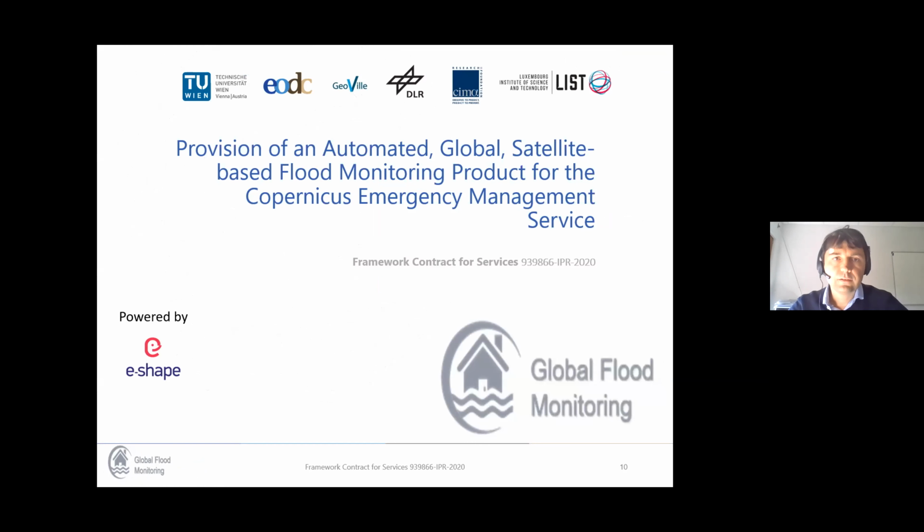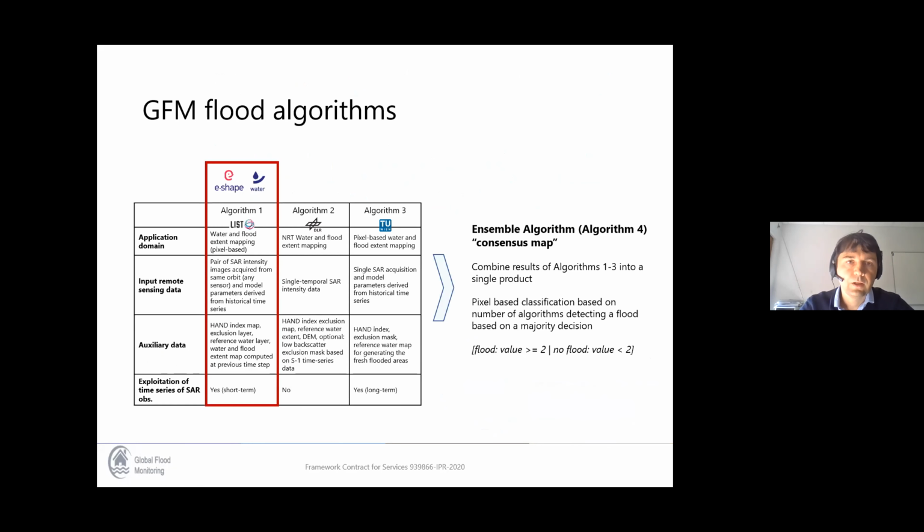And that's when we started working directly with the Joint Research Center on the provision of an automated global satellite-based flood monitoring product. And that's when other partners also came into play that were not part of the initial eShape proposal, but were part of this larger effort of setting up this system for CEMS. But I put here powered by eShape because the core of this service is, in my opinion, the retrieval algorithm that was developed within eShape. In the final service that I'm going to show you in just a minute, there are 3 algorithms that are used for the mapping of the flood extent on a regular basis.